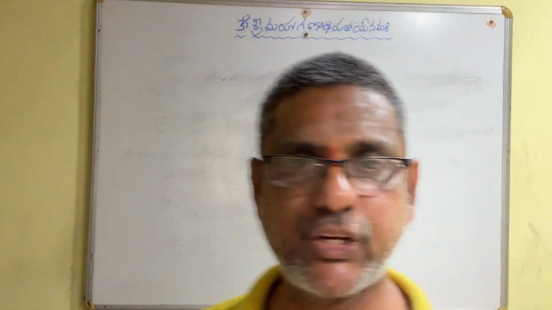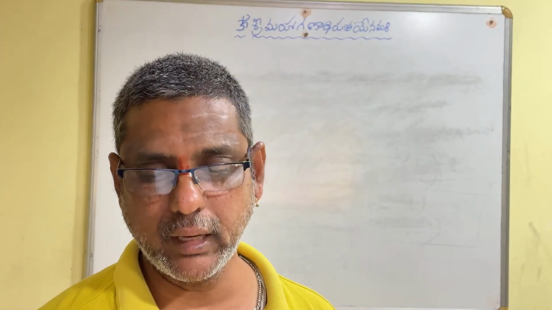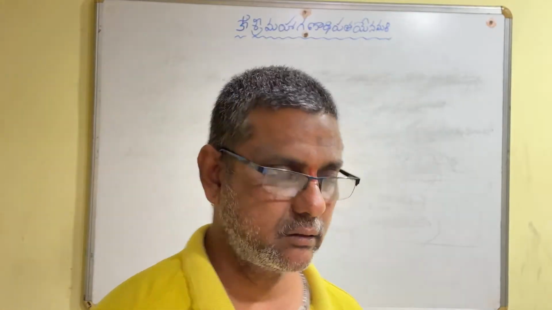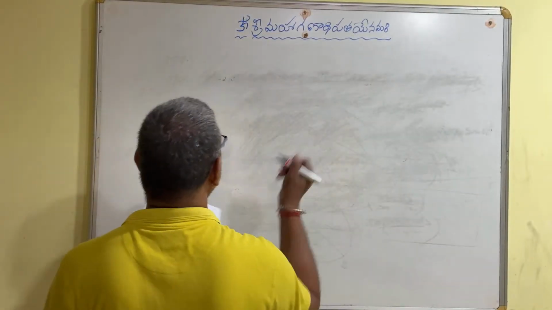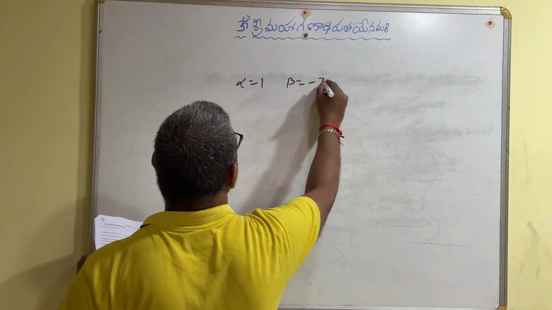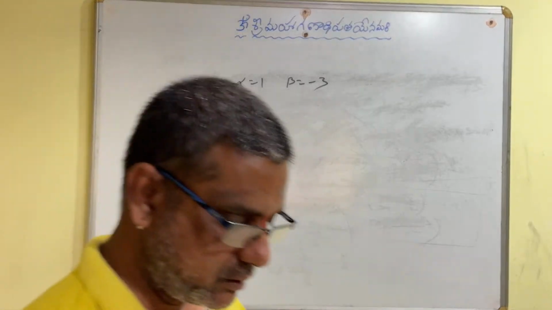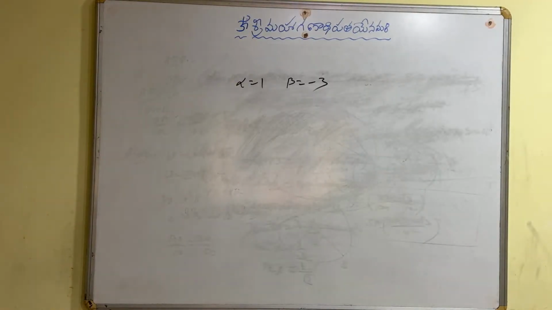Now see the 28th question. Find a quadratic polynomial whose zeros are alpha is given 1, beta minus 3. We need to find the polynomial, and after finding the polynomial we need to verify the relation between zeros and coefficients, children.